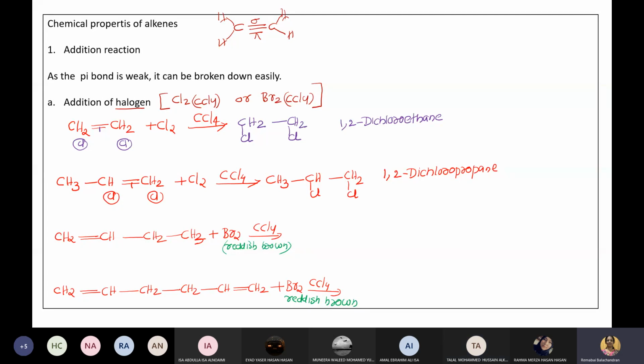Now, when it comes to bromine, there is a speciality. It's reddish brown in color. And these things are not good for the health. So usually when we do these experiments, we do this in the fume cupboard. It's not good to inhale this chlorine or bromine vapor.